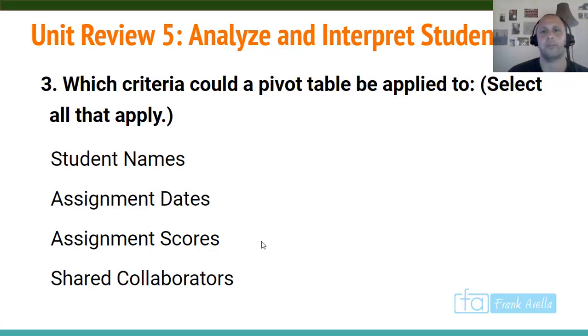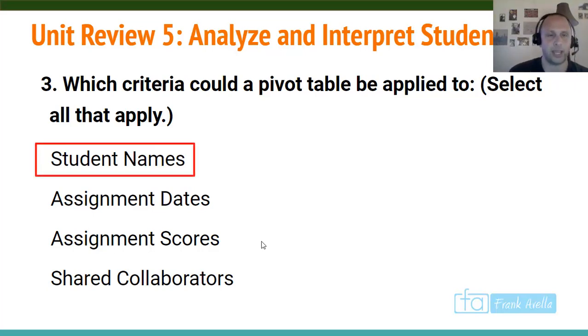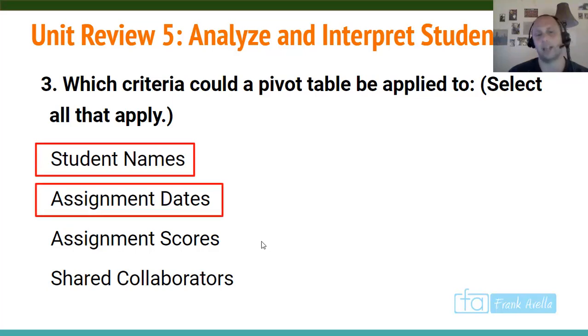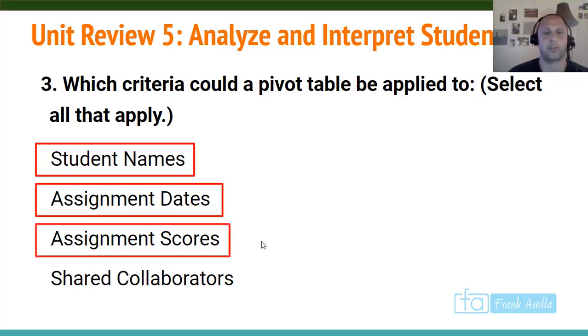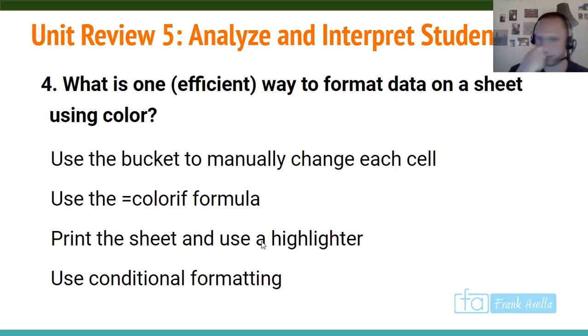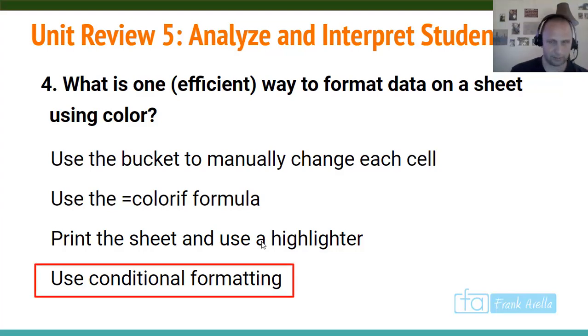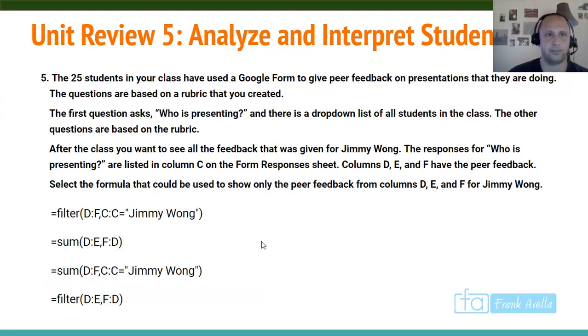Which criteria could a pivot table be applied to? Student names, assignment dates, assignment scores. Shared collaborators doesn't have anything to do with anything. Okay. What is one efficient way to format data on a sheet using color? Conditional formatting, right? And this is a long one here.